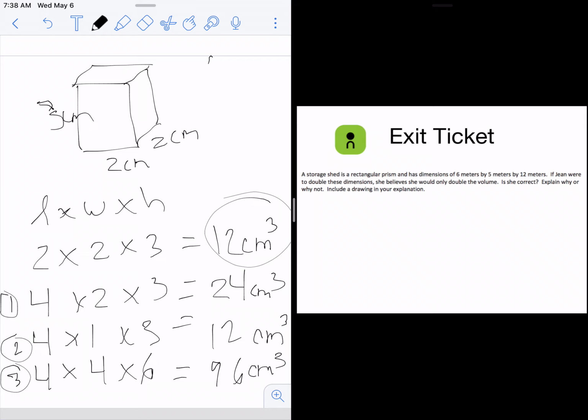A storage shed is a rectangular prism and has dimensions of 6 meters by 5 meters by 12 meters. If Jean were to double these dimensions, she believes she would only double the volume. Is she correct? We just talked about it.